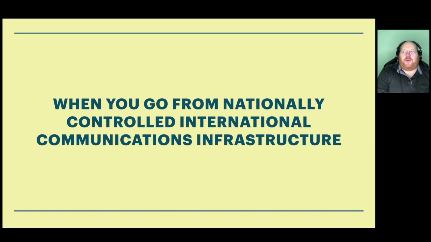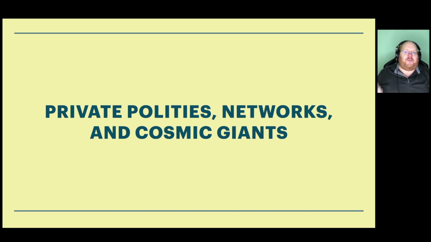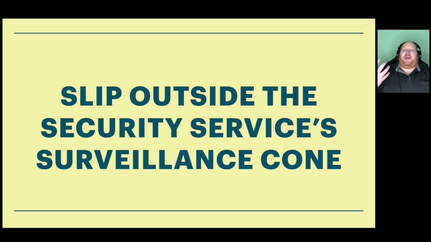And this is quite cool because what we've gone from is nationally controlled international communications infrastructure to basically private polities, networks, these cosmic giants, these individual entities. Some of them are state, some of them are non-state, some of them are completely anarchic. But they now control all of these things that used to be controlled exclusively by nations. So the side effect is that once we've moved out of these nationally controlled international communications systems, we've slipped outside of the surveillance cone of the security services, because they do not have access into all of these different polities.